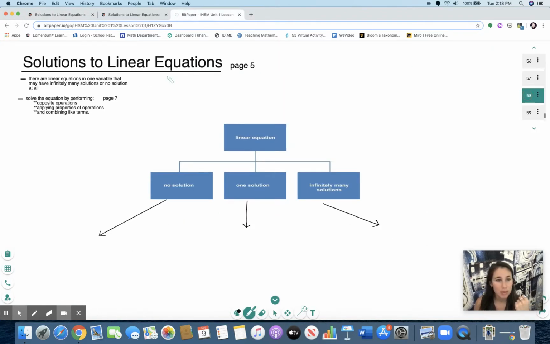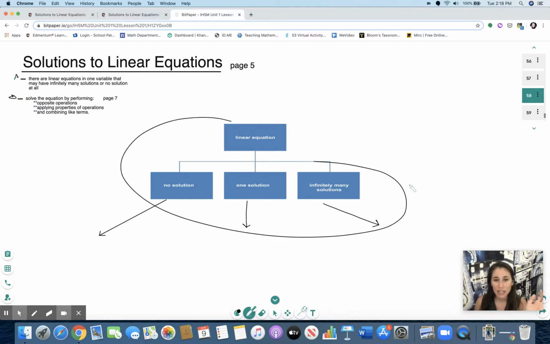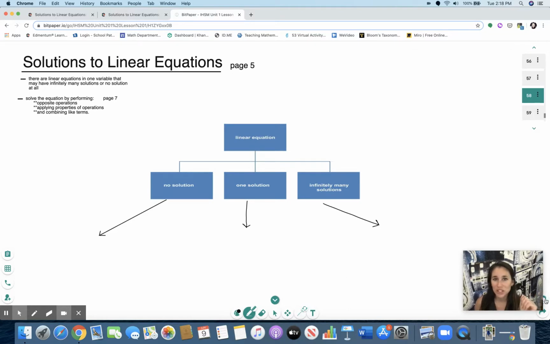So let me go to my next page. So this is kind of what your notes should look like as of right now. You have a couple little snippets right here, and then you have your diagram. So once you have that, we shall move on.